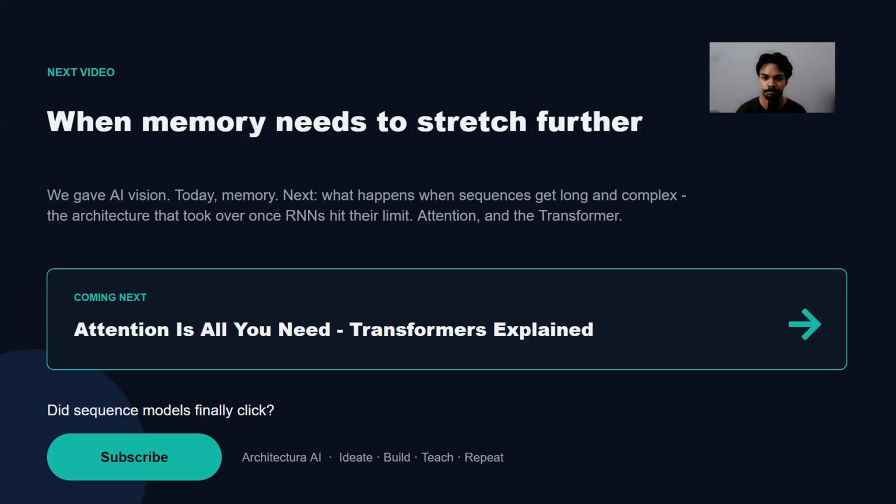Here's one next step. Pick any sentence and try scrambling just two words in it. Notice exactly where the meaning breaks or flips. That's you, by hand, feeling the exact problem recurrent memory was invented to solve. We gave AI vision a few episodes back. Today, we gave it memory. Next, we look at what happens when that memory needs to stretch across very long, very complex sequences and the architecture that took over the world once RNNs hit their limit.